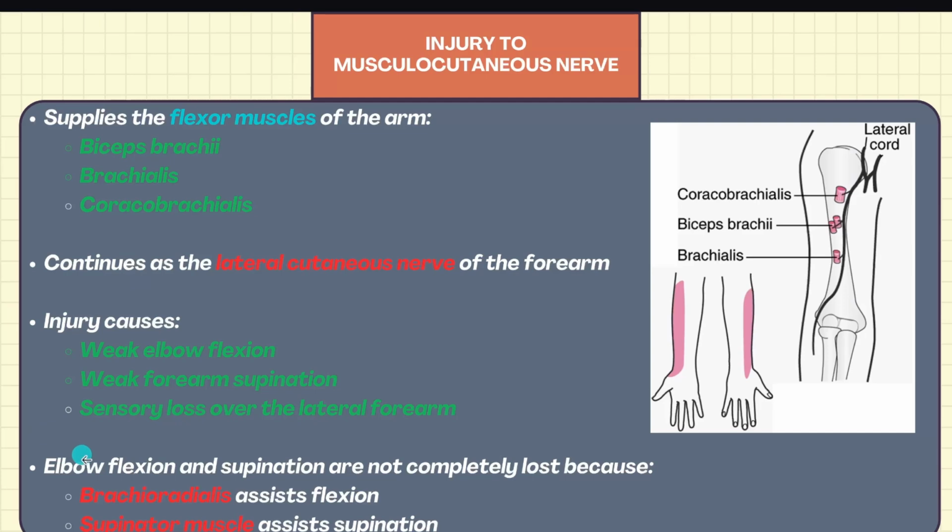Now, why are our elbow flexion and supination not fully lost? Because our brachioradialis assists in flexion and our supinator muscle assists in supination. So you're going to have weakness in flexion and weakness in supination. However, it's not fully lost due to these two muscles.